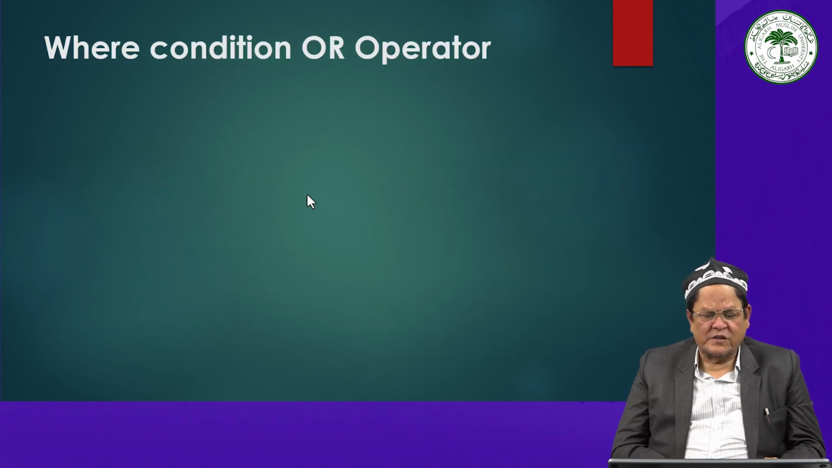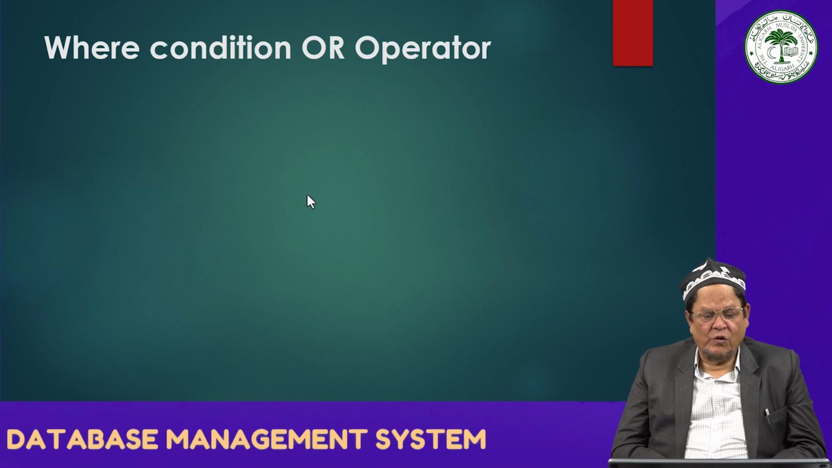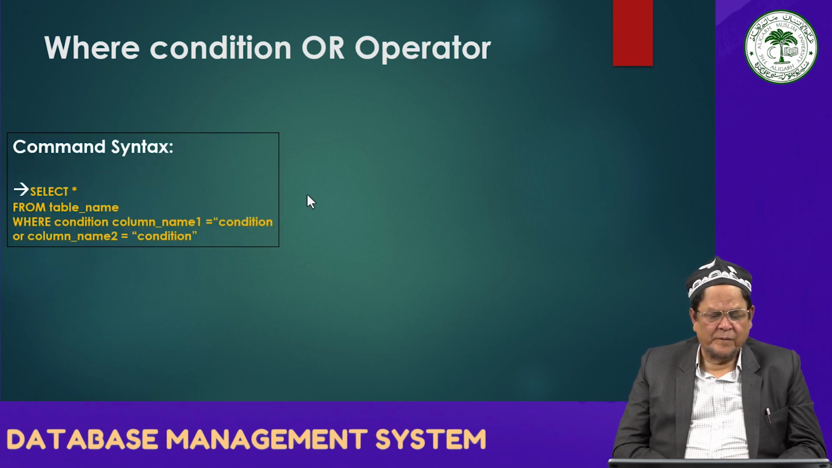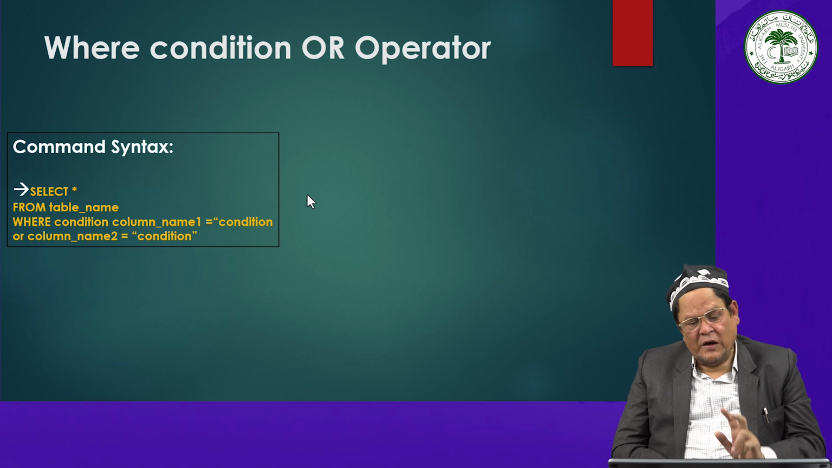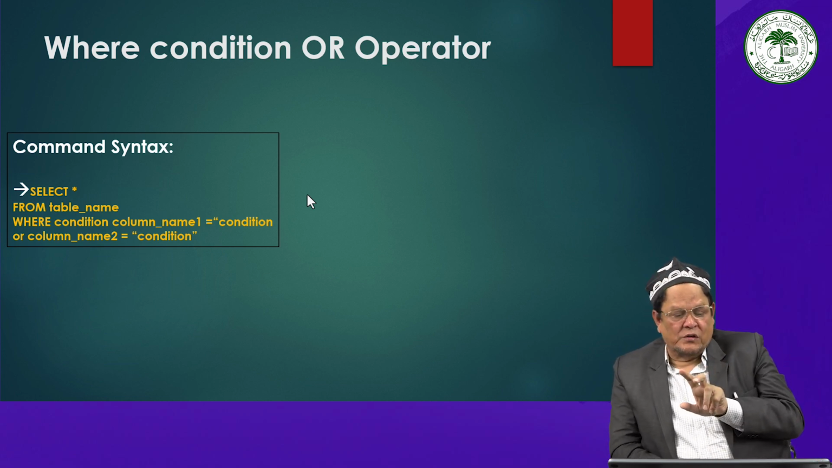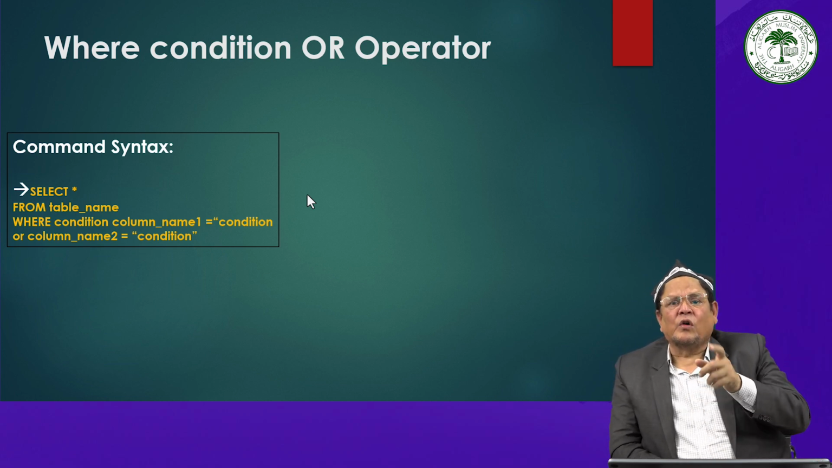So the next condition is the OR operator. Here the syntax is like that: select star from table name. Every time, you must define the table name. Then the where condition: column name 1 with its condition, then OR, column name 2 with its condition. It means where column 1 or column 2.